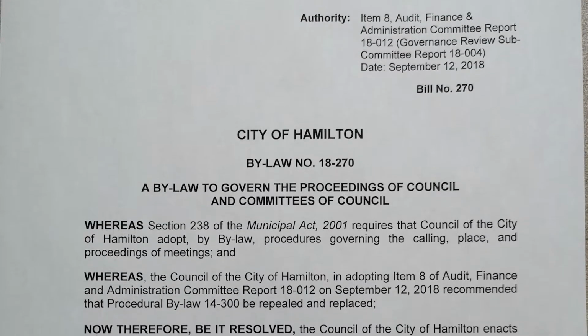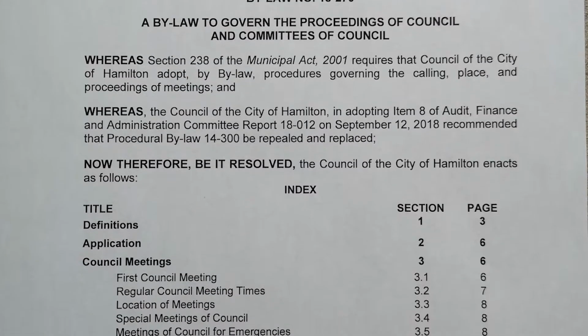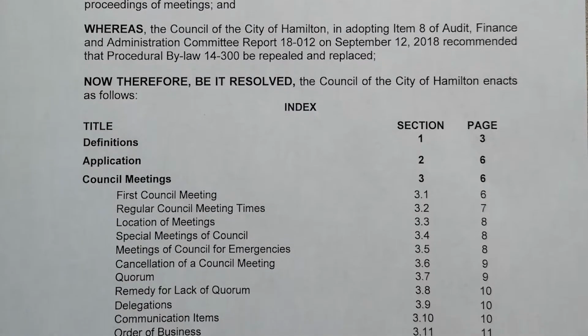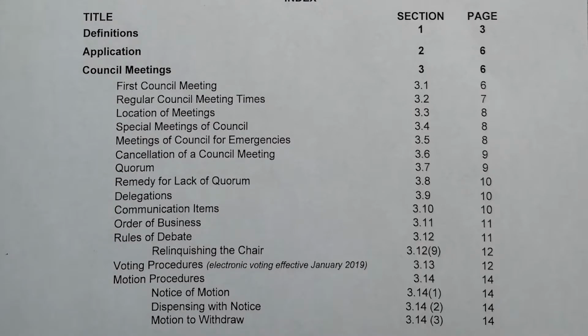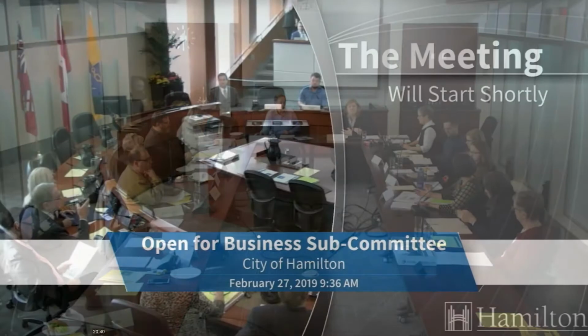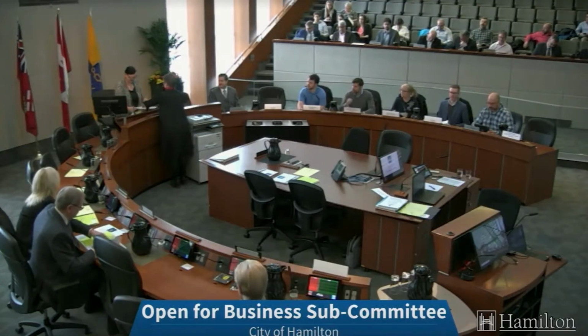Meeting procedures. The rules of procedure, as set out in Bylaw 18270, a bylaw to govern the proceedings of Council and committees of Council, shall be observed in all proceedings and apply to all committees. Rules of procedure are intended to help the group conduct its business fairly and efficiently. Rules for a meeting are designed to achieve the following basic meeting principles.